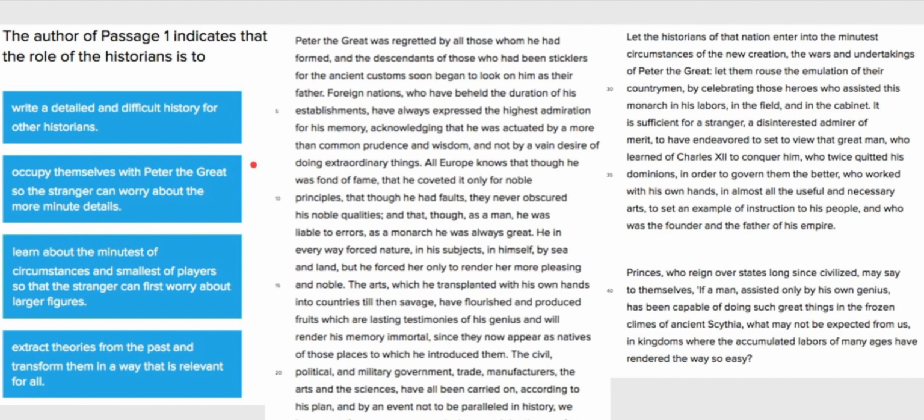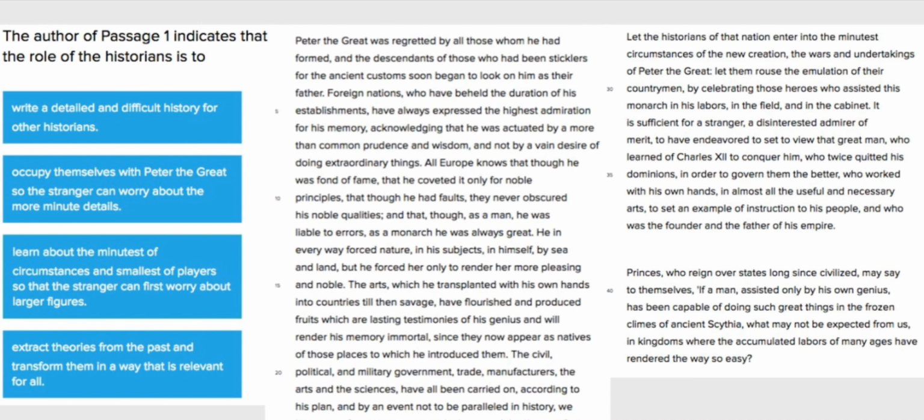Occupy themselves with Peter the Great. Okay, that seems good so far. So the stranger, we heard about the stranger, can worry about the more minute details. That doesn't seem so good because we actually read that the historian should be concerned with the minutest circumstances of the new creation. Learn about the minutest of circumstances and smallest of players so that the stranger can first worry about larger figures.